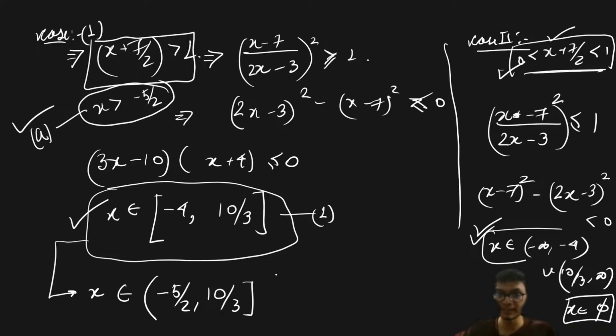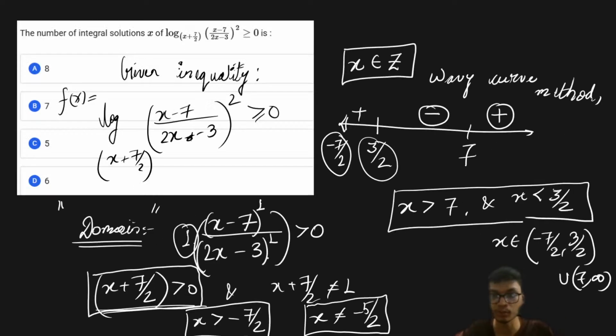So ultimately you will see that the solution for the cases is between minus 5 by 2 to 10 by 3, except the point x equals 3 by 2, because if 3 by 2 is there, then our solution will not be defined. Our denominator will be negative. I hope this part is clear to all of you. Please let me know if this is clear or not.